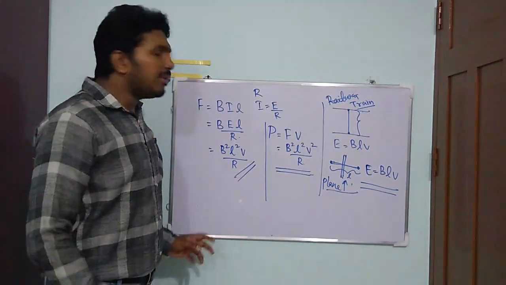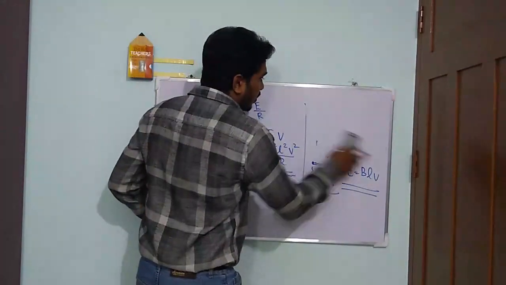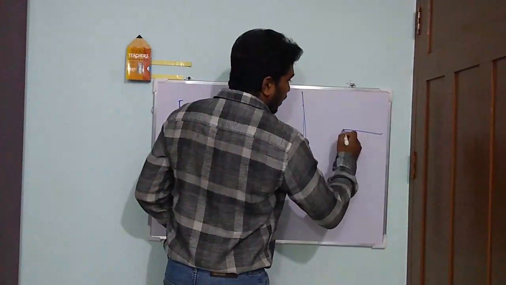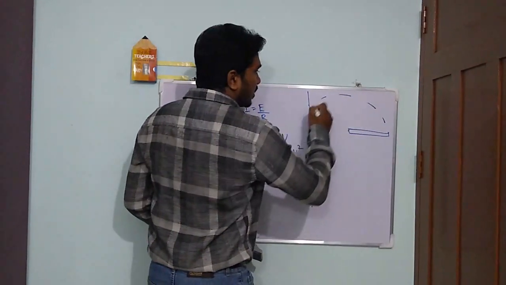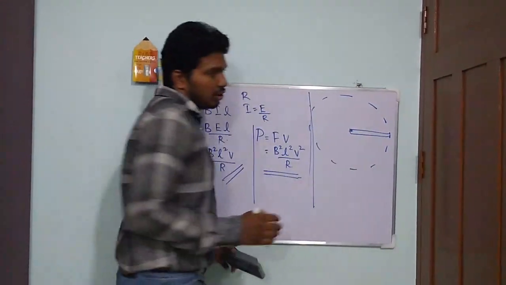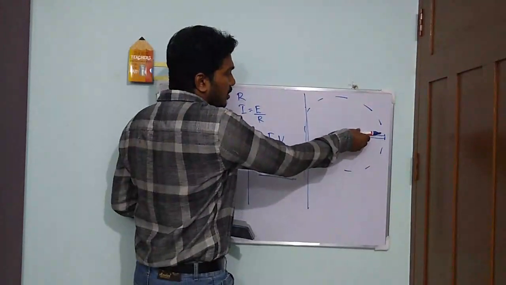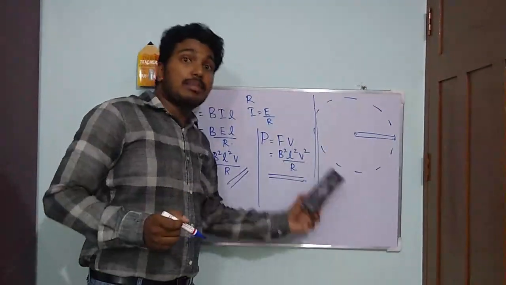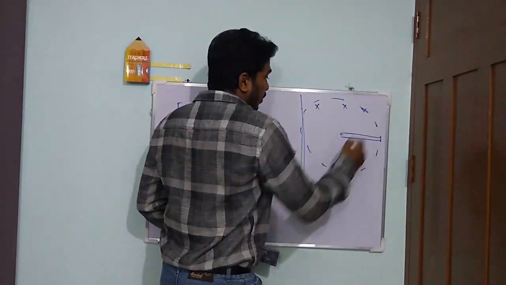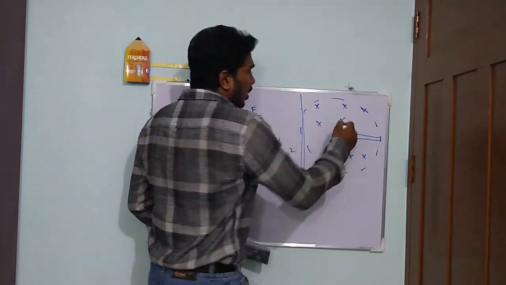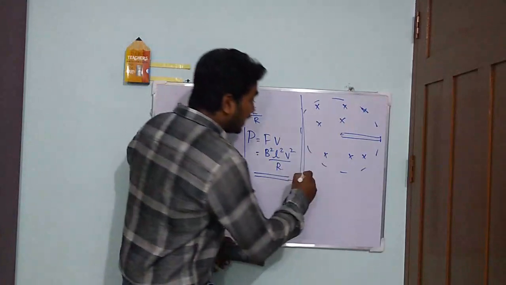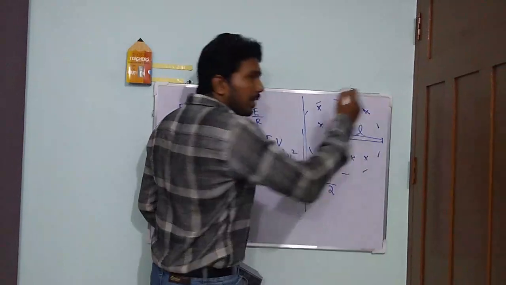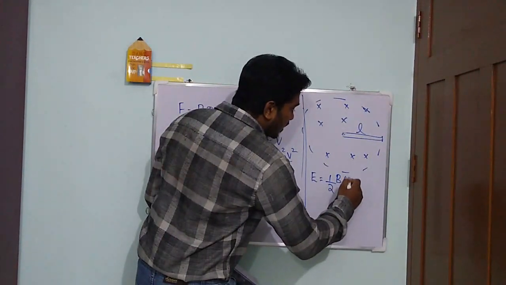Clear? Now, let me take the case of a rod which is rotating in a magnetic field. This is a straight rod and it is moving in a circular path. This point is hinged, so the rod is rotating like this in the magnetic field. I'll draw the magnetic field also. It's a uniform magnetic field. When the rod is rotating in a magnetic field, the induced EMF is given by E is equal to half B L square, where L is the length of the rod.